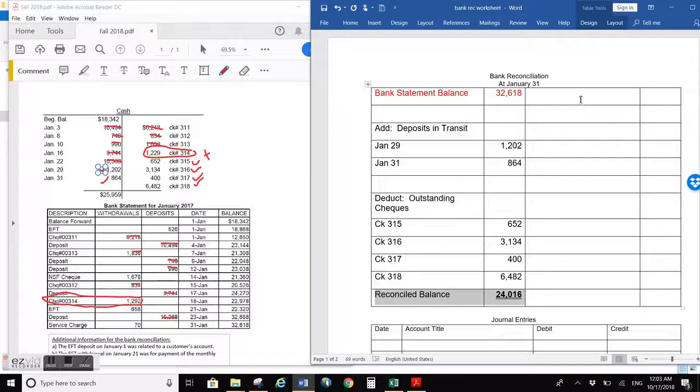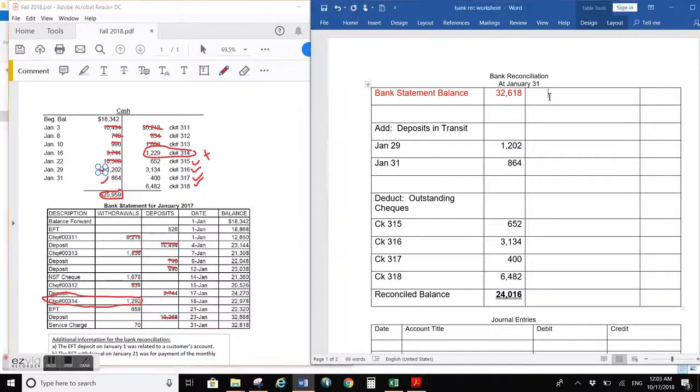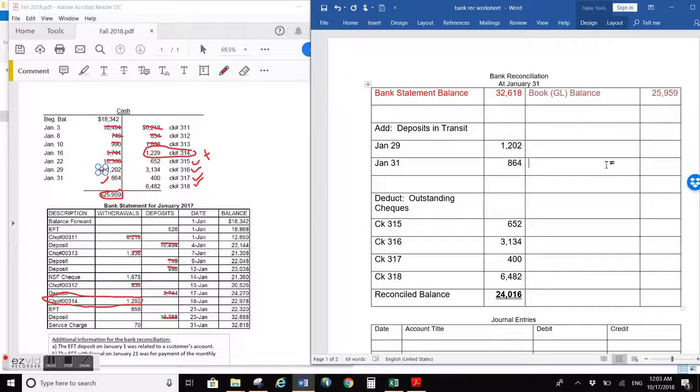Now we can move to the book side of the statement. The book side starts with this book balance, what we say we have in our cash account. So at the end of January, we say we have $25,959. Now that's the last thing we're going to look at on our book side.